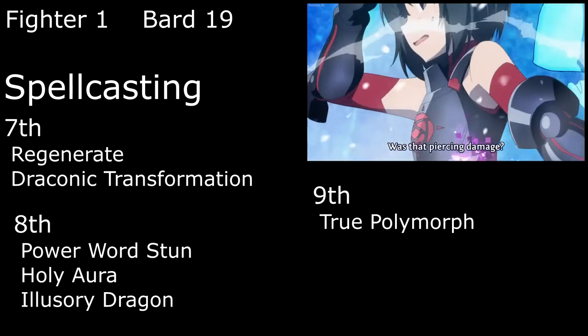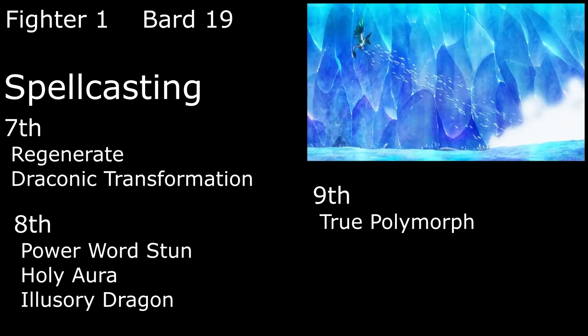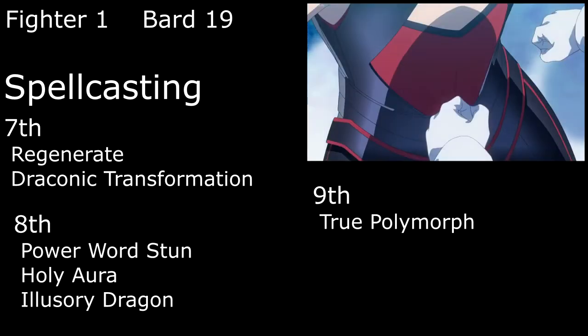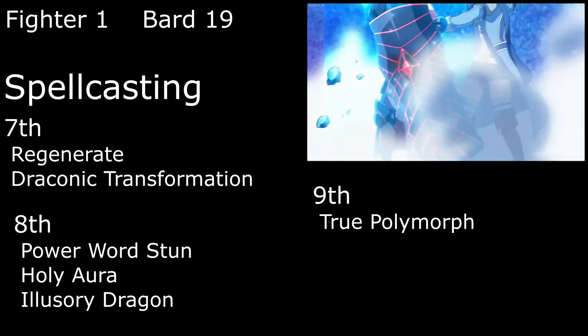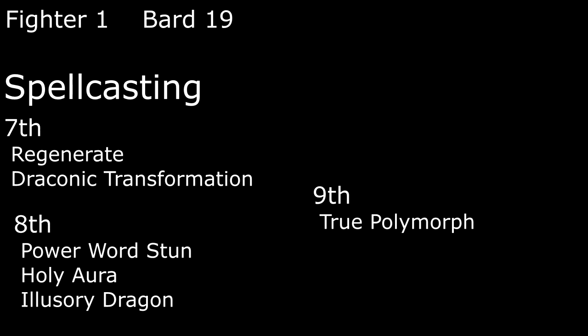Regenerate takes a full minute to cast, and heals us 4d8 plus 15, then passively heals us 1 HP every turn for an hour. So it isn't great to use in combat, but it can definitely help us stretch out our hit dice, especially when combined with our Song of Rest.